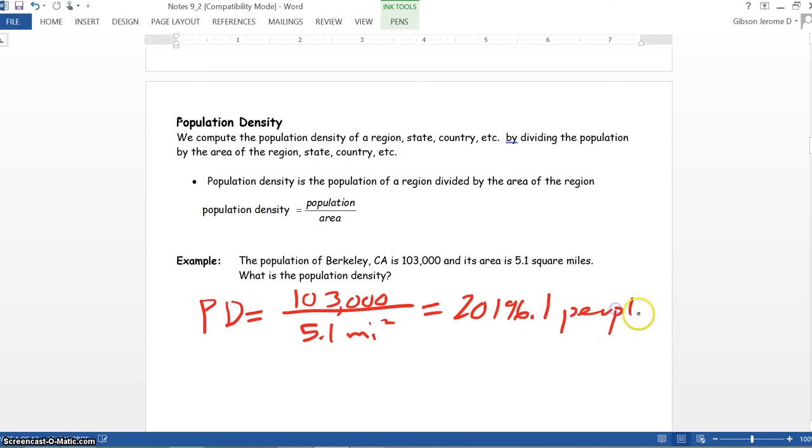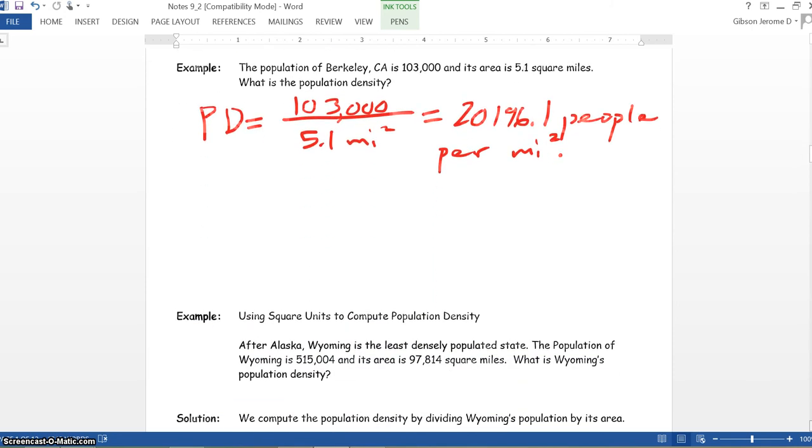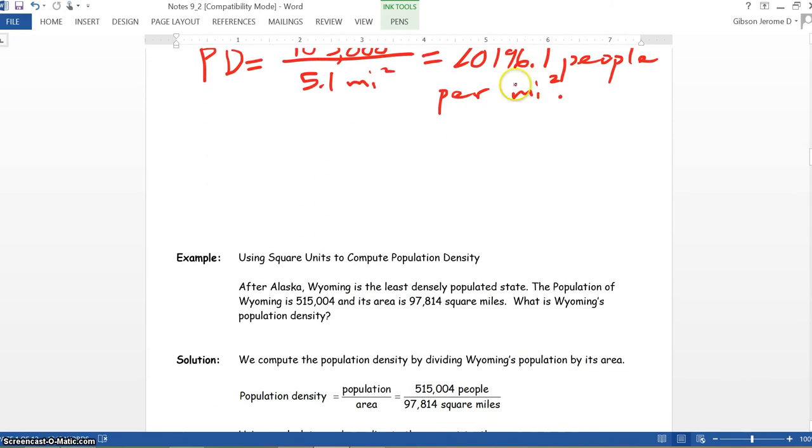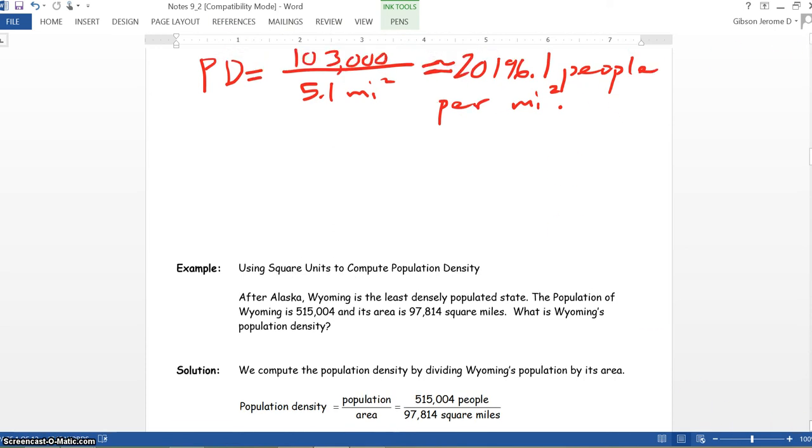people per square mile. And we could write it like this, mile square. You could write down square miles. Either way is fine. And remember, that is an approximation. So one thing I should have done was I should make this an approximation symbol. So make sure you change that in your notes.